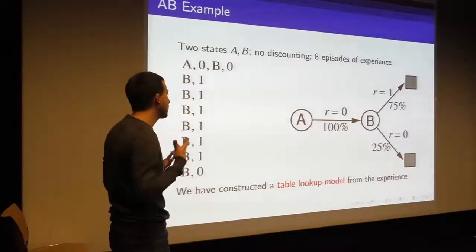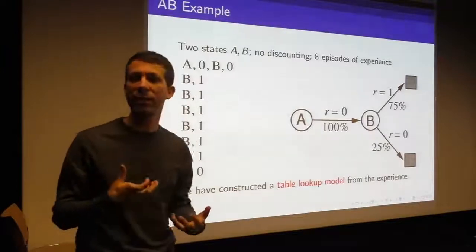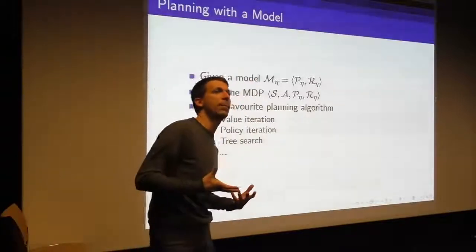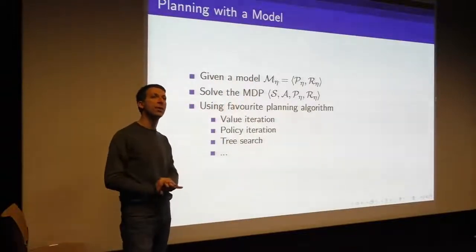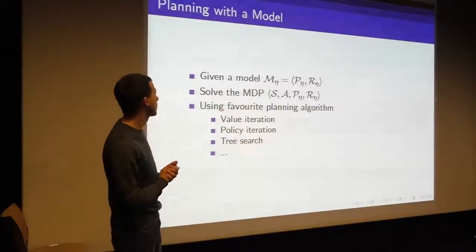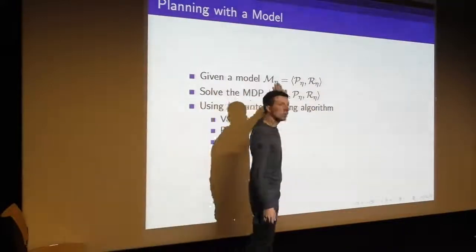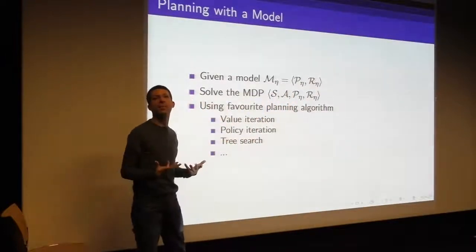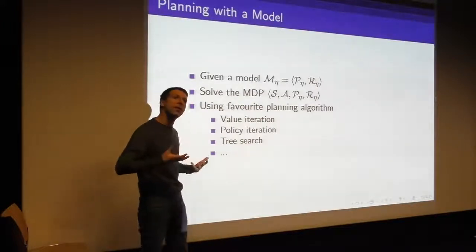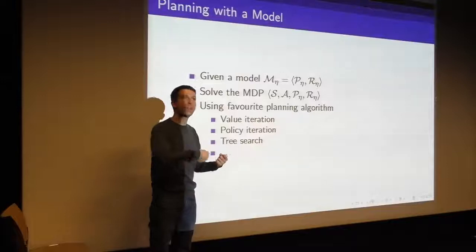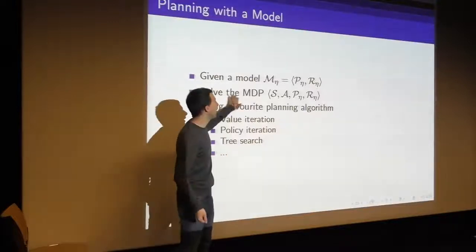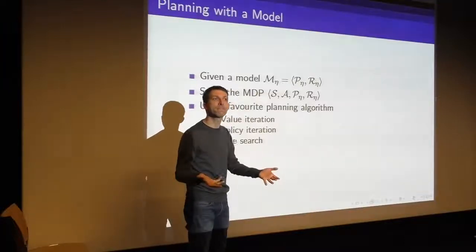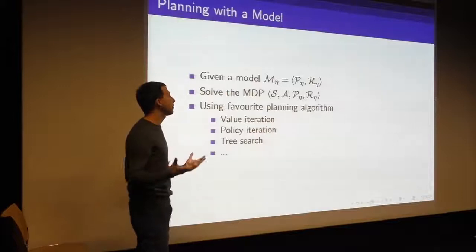So now we've got a table lookup model. Let's start to understand how to use it. The next step, and this is the important step, is to plan with the model. So far we've just talked about learning a model. What does it mean to plan with a model? Now we've got our MDP that we've learned. We've estimated our MDP, for example, the one on the previous slide. And planning basically means solving that MDP. It means using the model that we've got to try and find the best thing to do. We're going to solve that MDP to find the optimal value function and the optimal policy, and hence pick the best action. You can use your favorite planning algorithm to do that.